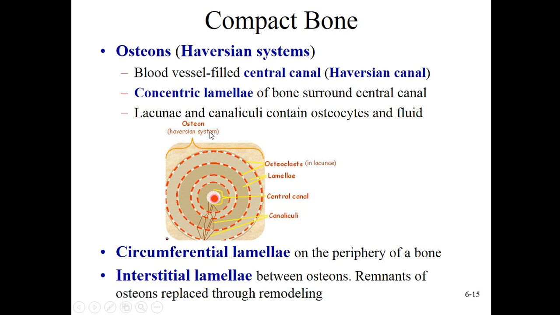The village is called a Haversian system, or an osteon. The villagers are the osteoclasts who live in their little houses called lacunae. The rows of houses, the rings of the tree, if you will, are the lamellae. The central canal contains the arteries and veins, and the tiny canals, canaliculi, connect one osteoclast to its neighbors, and so ultimately to the nutrient source.